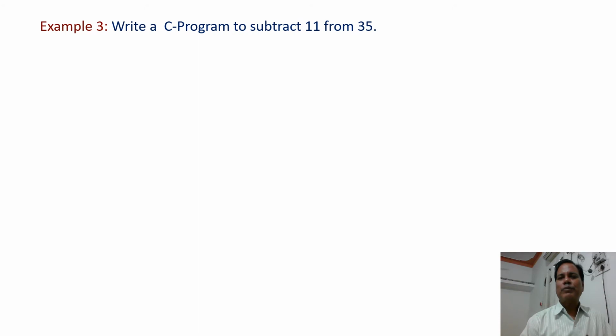Write a C program to subtract 11 from 35. Now in this program, we have to subtract 11 from 35. Instead of addition, we have to subtract one number from another number.